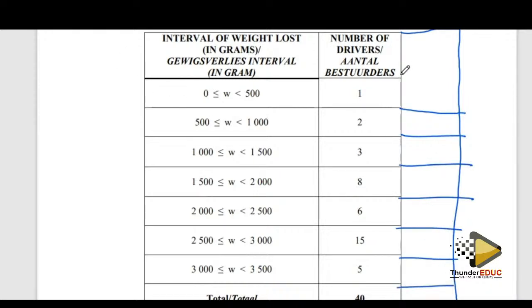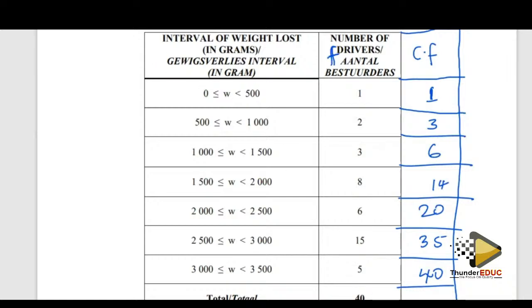Okay, so with the cumulative, we know that the first cumulative will always be the first frequency. Remember, this is frequency, and this is cumulative frequency. And then 1 plus 2, we must get a 3. 3 plus 3, we must get a 6. 6 plus 8 is a 14. 14 plus 6 is 20. 20 and 15, we get a 35. 35 and 5, we get a 40. So our last cumulative must be equal to the total frequency.